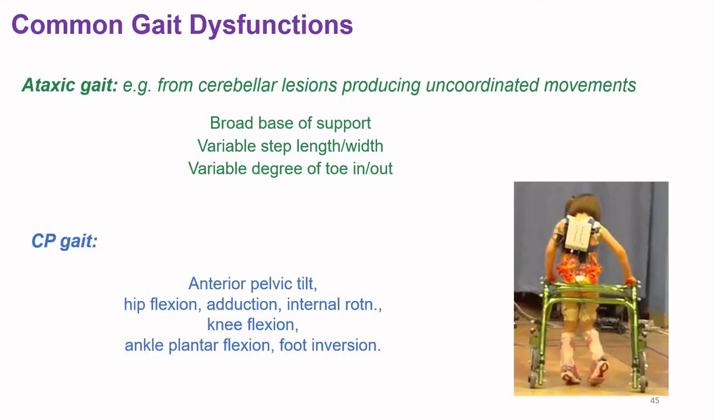The gait of individuals affected by cerebral palsy is characterized by an anterior pelvic tilt, flexion, adduction, and internal rotation of the hip, knee flexion, ankle plantar flexion, and foot inversion. You should find a link to videos of both of these gait patterns being demonstrated in your note-taking Word document.